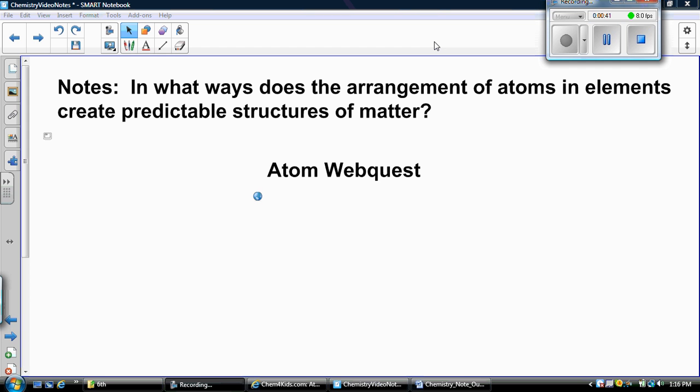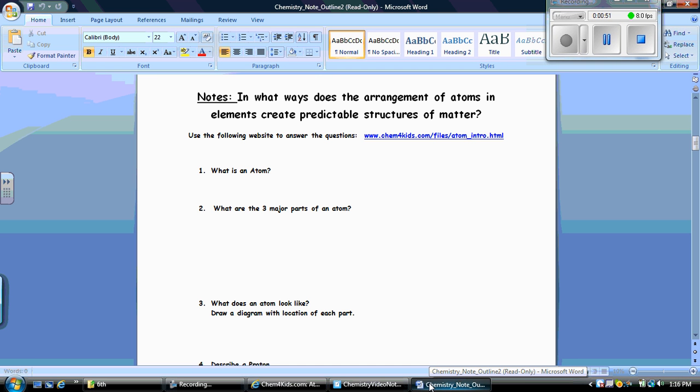So now this one's a little bit different. You're actually going to be looking at an internet website and reading through it and filling out notes. On the website, under the note outlines, you can go to the web quest and it gives you all the questions. So this time I'm giving you the questions. You have to go and find the notes. So in this video recording, all I'm going to be doing is showing you where on the website you can find the information for each of the questions.